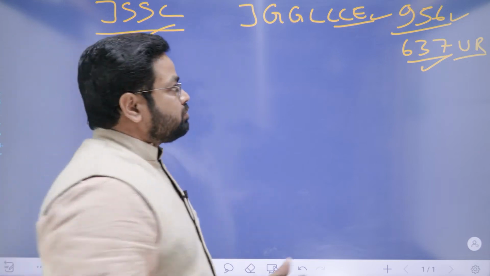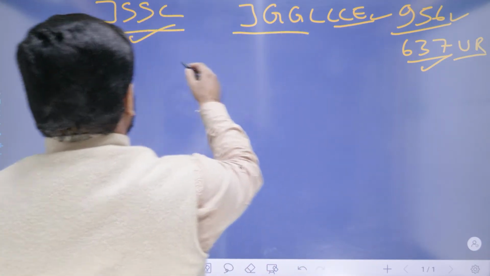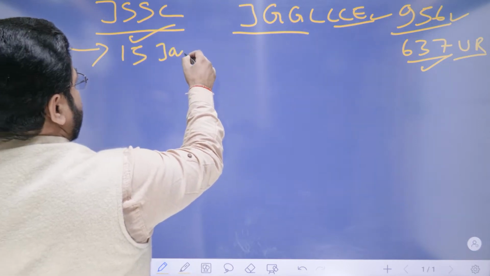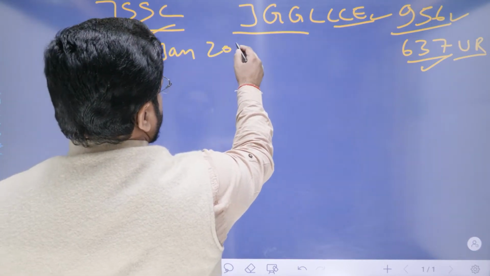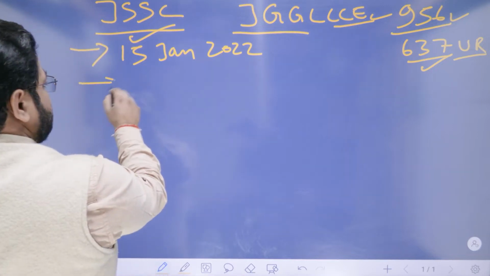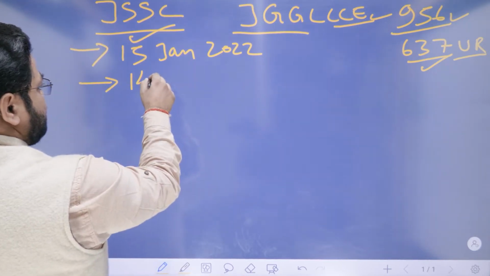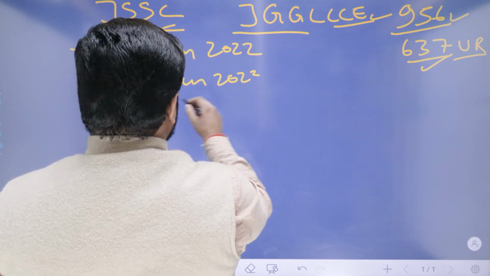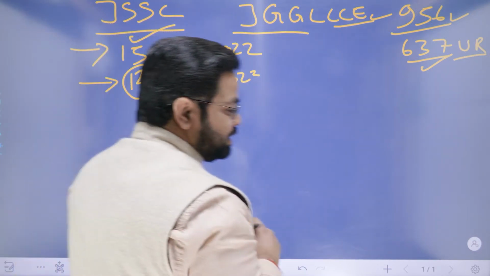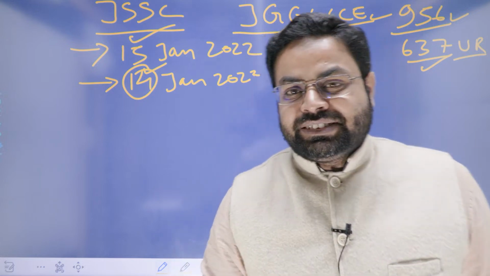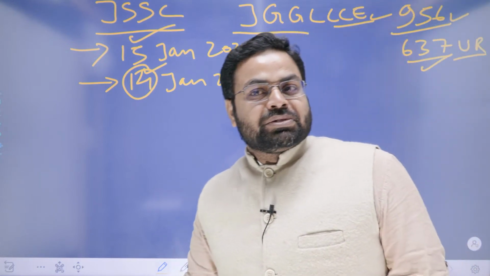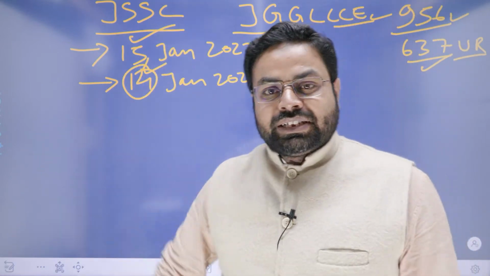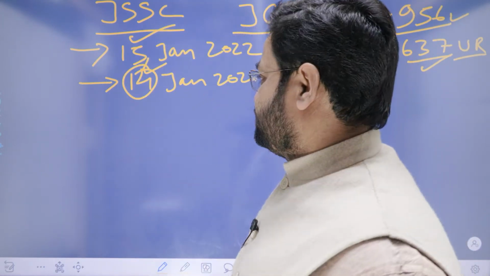And here let us see the dates. The form filling process has already started from 15th of January 2022, and the last date to fill up the form will be 14th of February 2022. The date is good, no? They have selected it a bit smartly. The Valentine's Day. So most of the students will be busy somewhere else and they will miss the last date of filling up the form also.